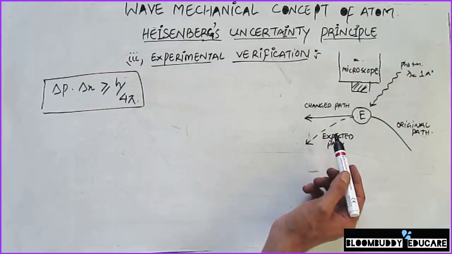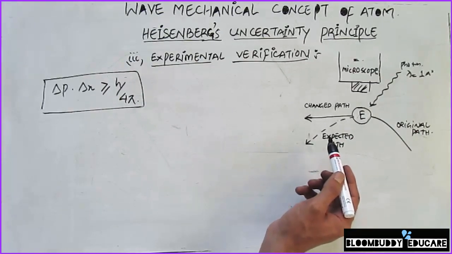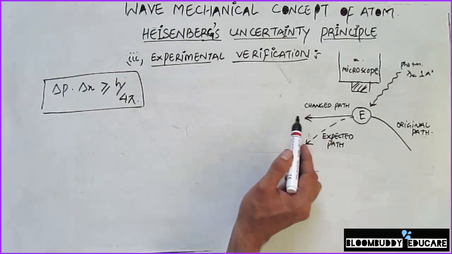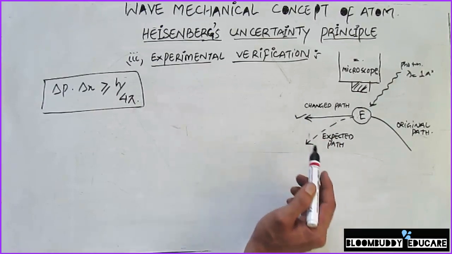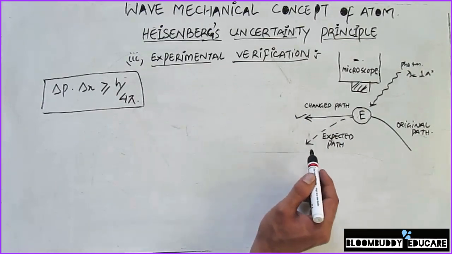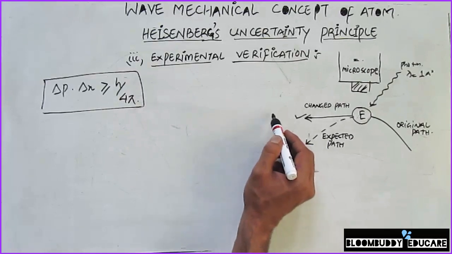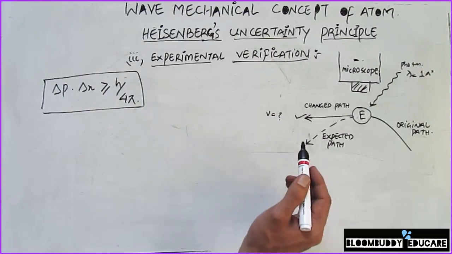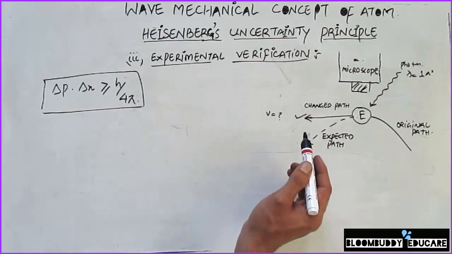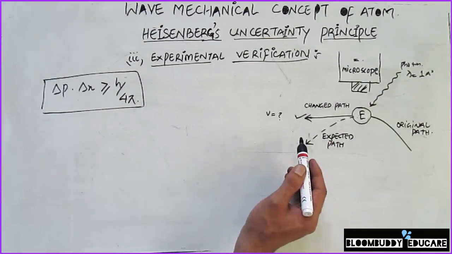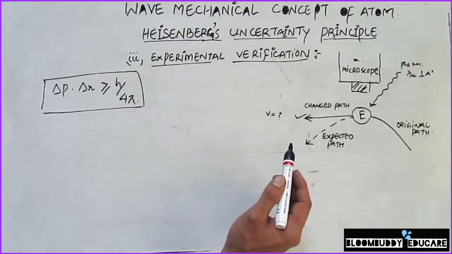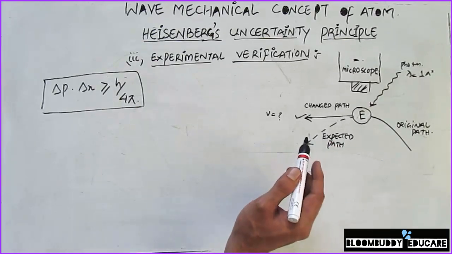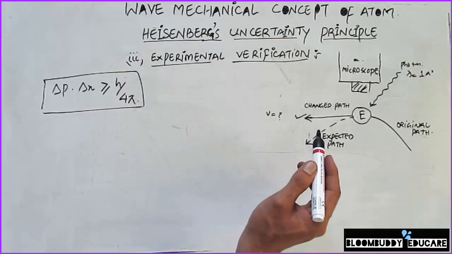That is, the electron does not move along the circular path, which is the expected path of the electron, but along a changed path as shown here. Due to the changed path, the velocity of the electron is also changed. Hence, in other words, the determination of the exact velocity of the electron becomes impossible, because you know the exact location of the electron. Although the measurement of the position or location of an electron is certain, since it can be observed by means of a microscope.